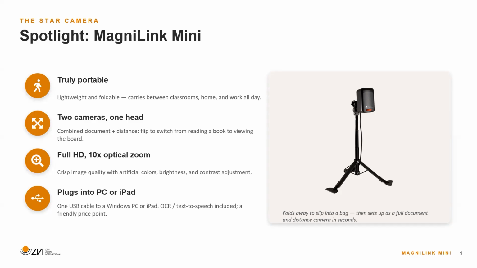You can also take that camera and move it, say 45 degrees, and point it towards the whiteboard or the chalkboard or the smartboard. So it'll do two cameras in one. You can point it one way and you've got your distance viewing, point it another way, and you've got your document viewing.